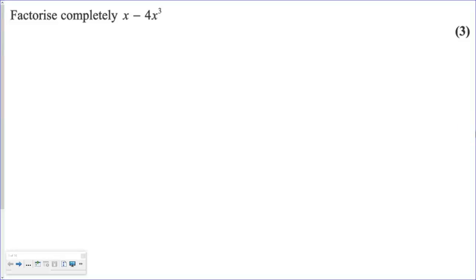Hi, it's Martin here with a video on how to do the second assessment from the core part of the course. So we're going to start off with the first question, which is to factorise completely the following expression. Now, I think most people managed to get the first mark by noting that x was a common factor.